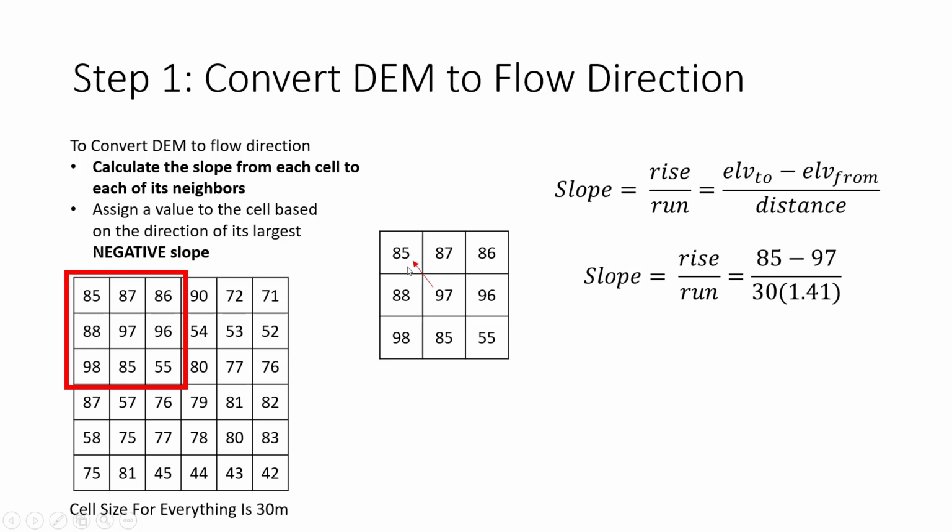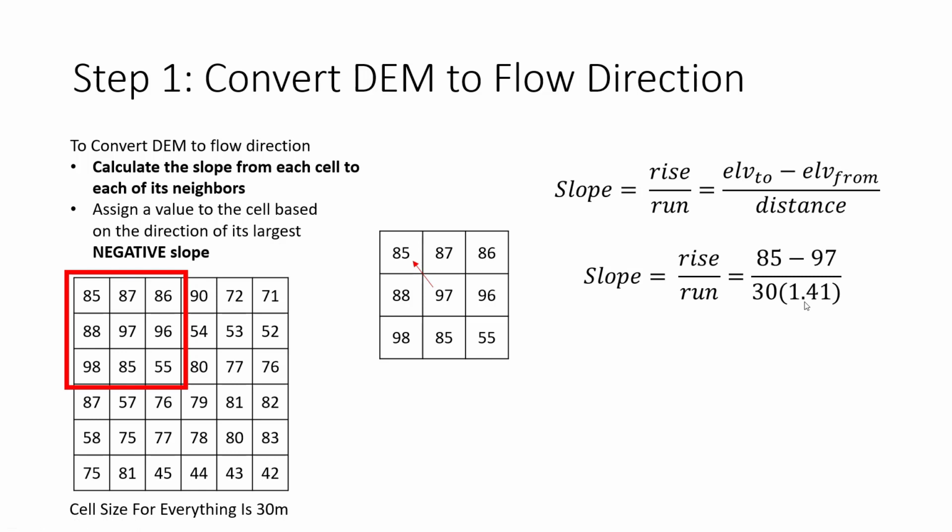So the elevation to is 85 because this is the "to" pixel, because we're going to this pixel. So it's 85 minus the elevation from, which in this case is 97, because that's the pixel that we're focused on, divided by distance. Because we're going at a diagonal, we have to include a scaling factor. This is the scaling factor to deal with the diagonal pixel, times the cell size of the image, which in this case is 30 meters for everything. So it's the elevation where we're going minus the elevation where we came from, divided by the distance between them, which is the cell size, and in the case of a diagonal, multiplied by the scaling factor.